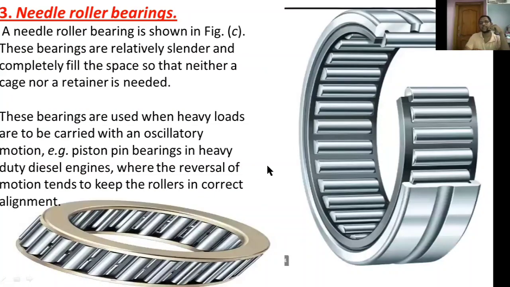Now the third one is needle roller bearings. A needle roller bearing is shown here. These bearings are slender and completely fill the space, so that neither a cage nor a retainer is needed. These bearings are used when heavy loads are to be carried with an oscillating motion. For example, piston pin bearings in heavy duty diesel engines, where the reversal of motion tends to keep the rollers in correct alignment. These small rollers are called needle rollers. Here we are using a larger number of rollers for carrying heavy loads.